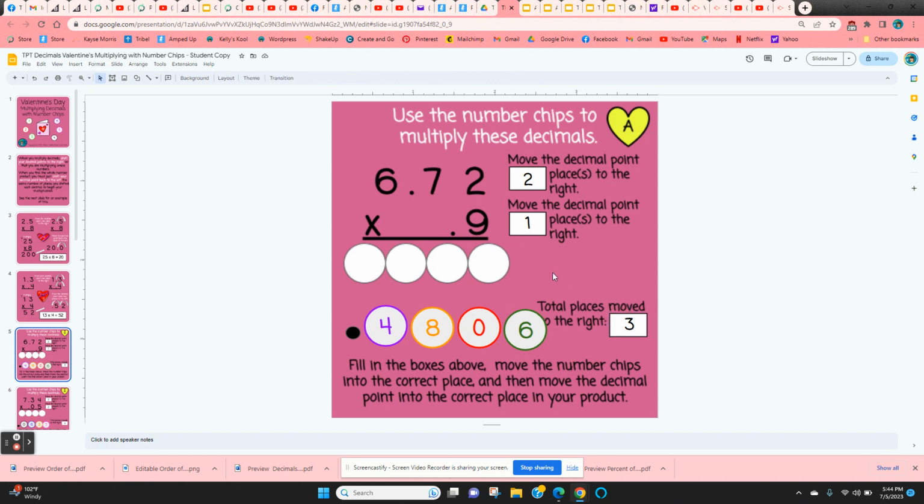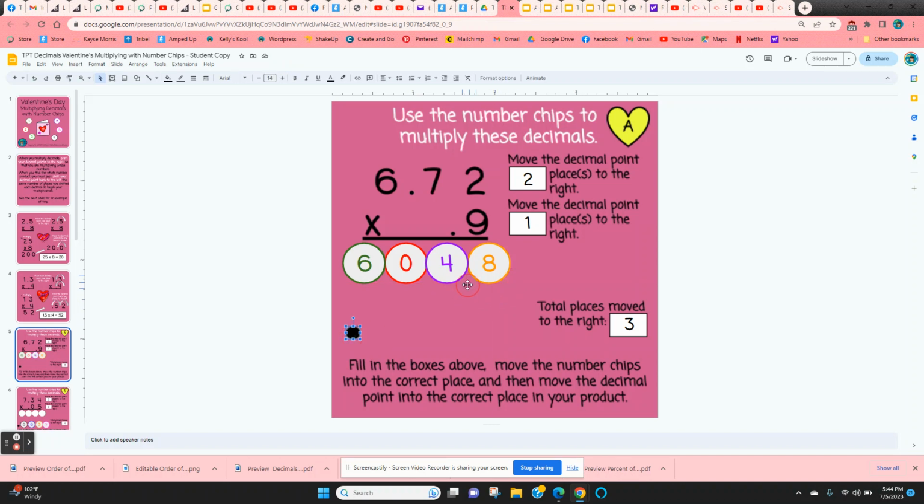Now we're going to multiply as if these were just whole numbers. 2 times 9 would be 18, carry a 1. 9 times 7 would be 63, plus 1 would be 64. I'm going to carry a 6. Then we get 9 times 6 is 54, plus 6 is 60. Okay, now we have a whole number answer, but we need to move that decimal point back 3 places to the left. So this is a movable decimal point. So it goes 1, 2, 3 places back to the left.